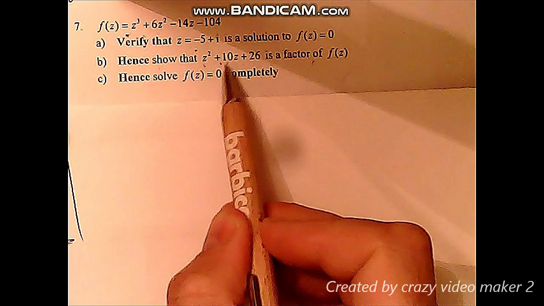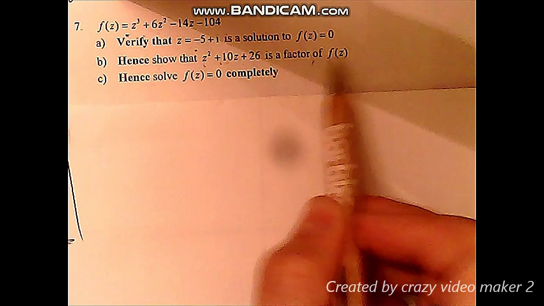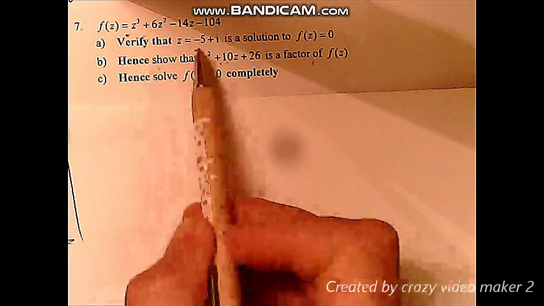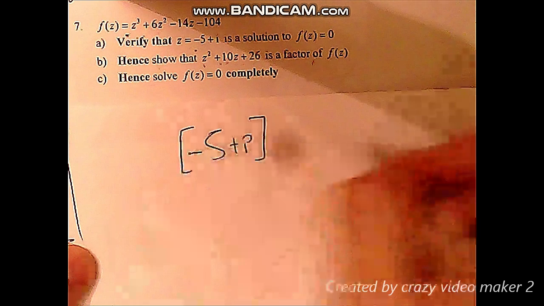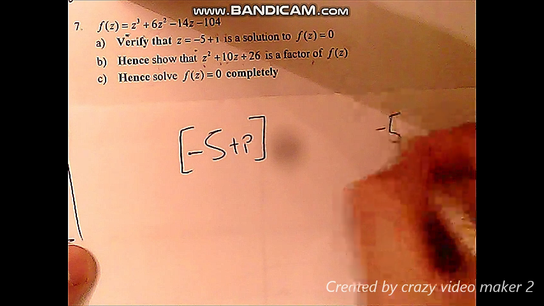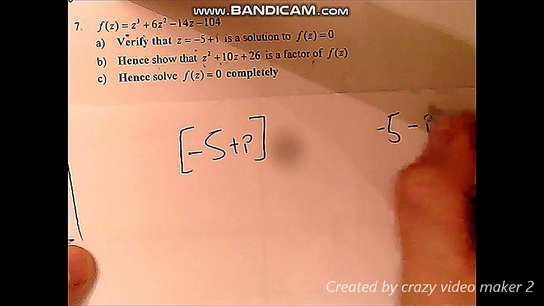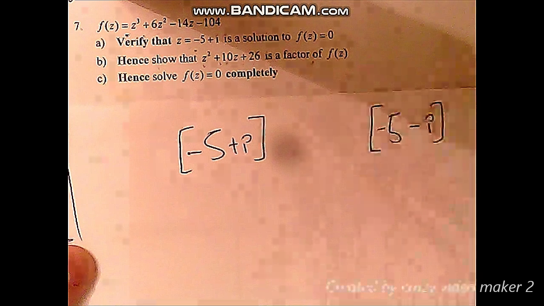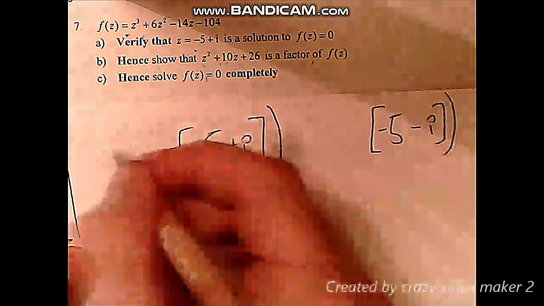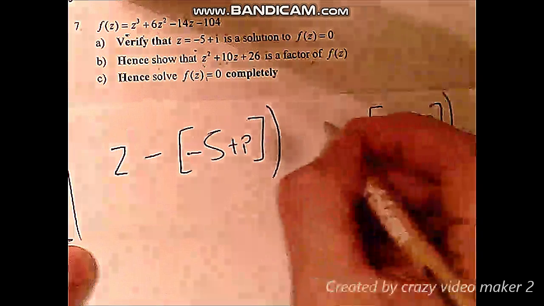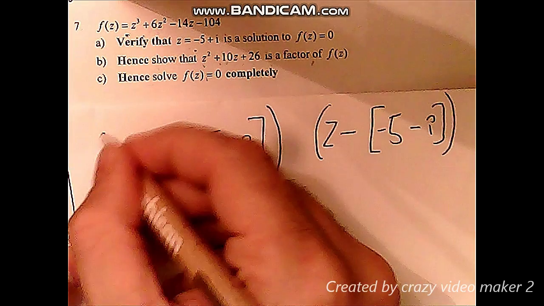Hence show that z squared plus 10z plus 26 is a factor of f of z. We know this is f of z, but we've got one of the solutions, which is minus 5 plus i. Now, if this is one of the solutions, my other solution is minus 5 minus i, because they come in pairs. If I was going to put them into a pair of brackets, like a quadratic, it'd be z minus that one, and z minus this one.